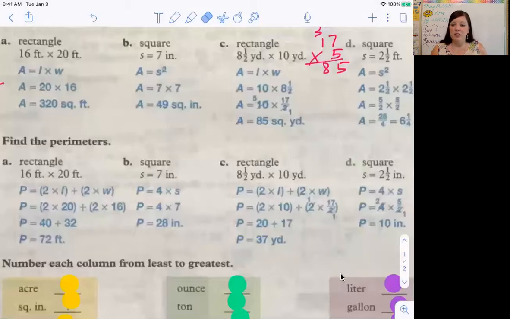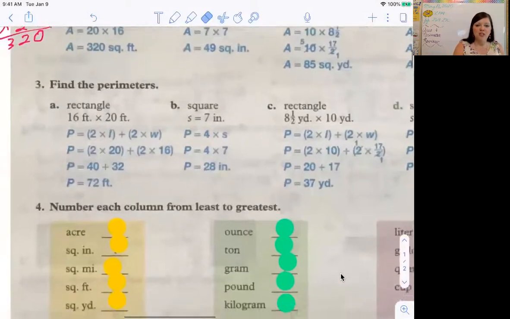Letter D has already been done for us because it's a green problem, and so is the green problem above that, letter D as well. Now, let's move on to section 4.